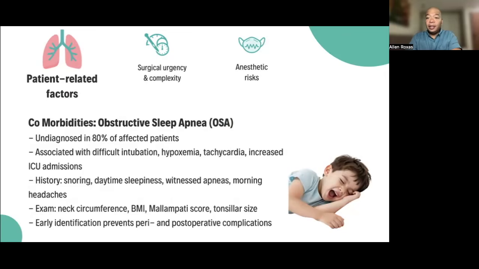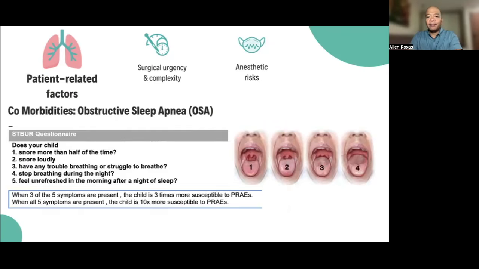Another factor would be the presence of obstructive sleep apnea. Obstructive sleep apnea deserves special attention because many children remain undiagnosed. Historical clues include snoring, witnessed apnea, daytime sleepiness, and poor quality of sleep. These children are at increased risk of airway obstruction, hypoxemia, postoperative respiratory complications, and ICU admission. Recognition before surgery is therefore extremely important.